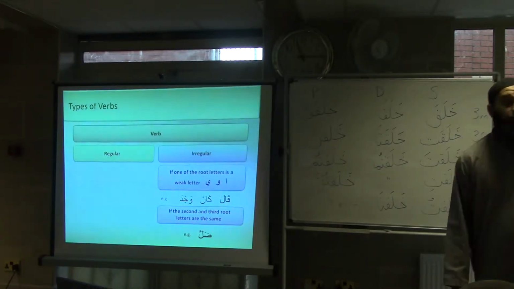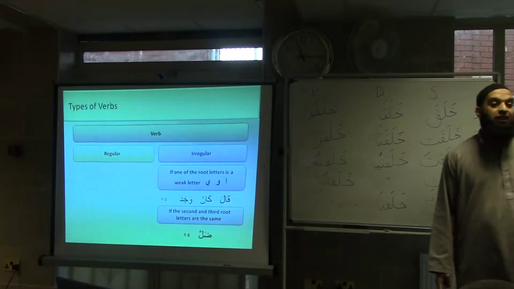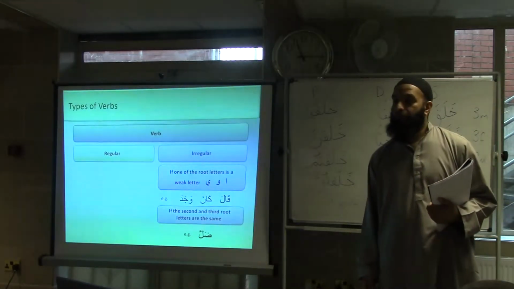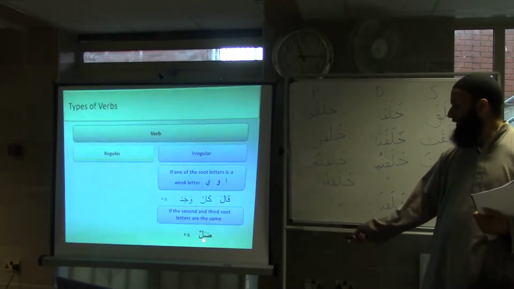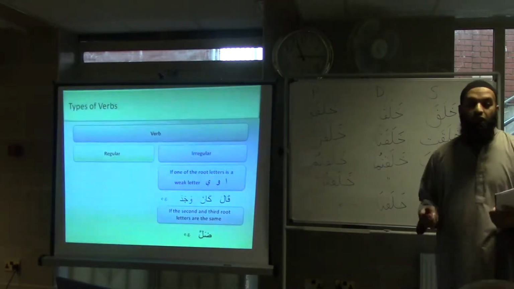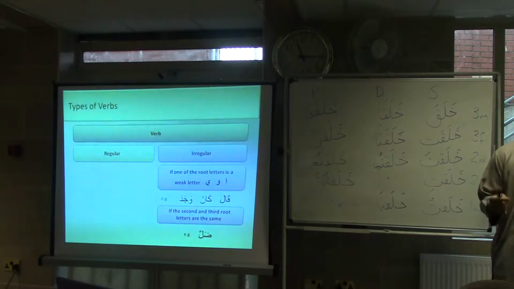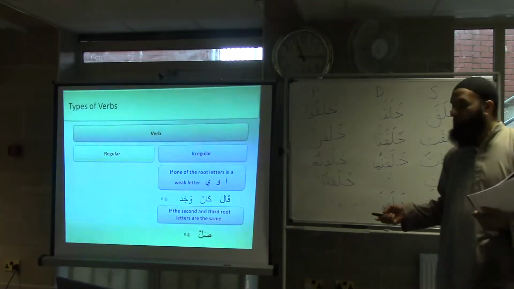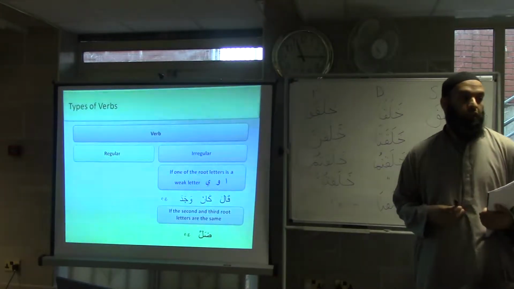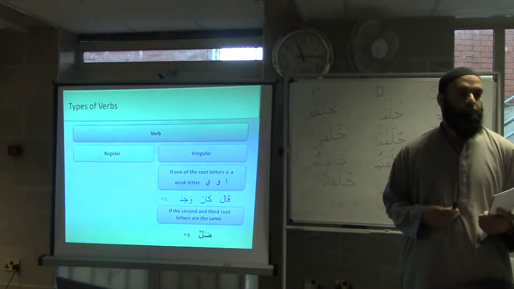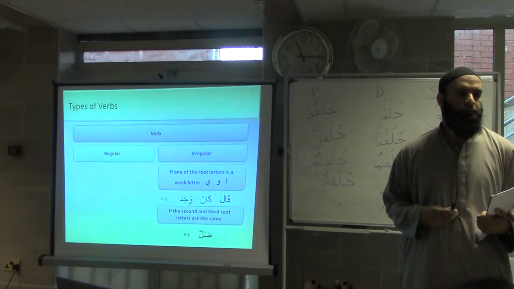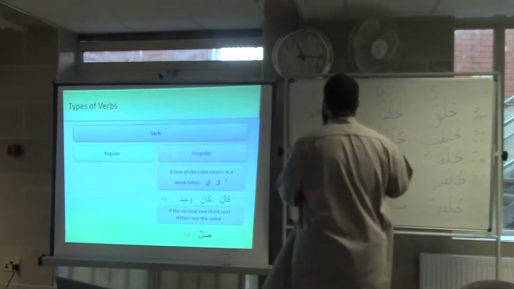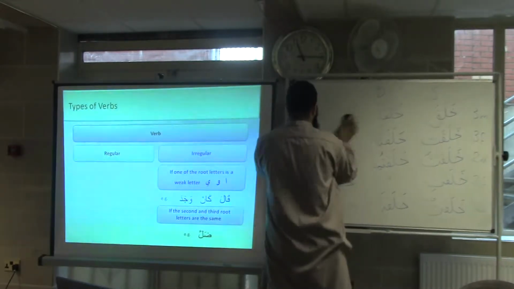And the other way of telling if a verb is irregular is if the last two letters of the root word are the same. So look at this one, if you can see it. Dalla. It's dad plus lam plus lam. You put a shad on it, it's two lams basically. Dalla is irregular. Basically, the last two letters are the same, so it'll have a shad on.